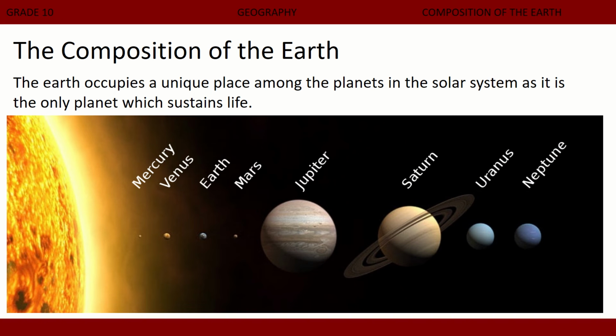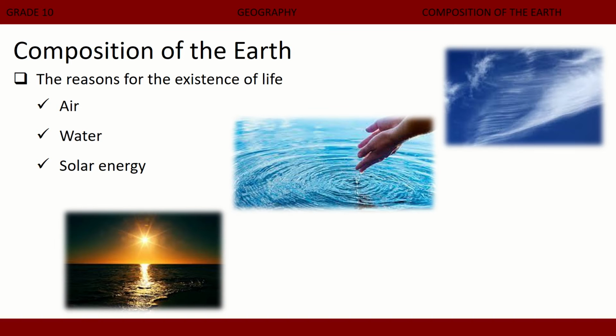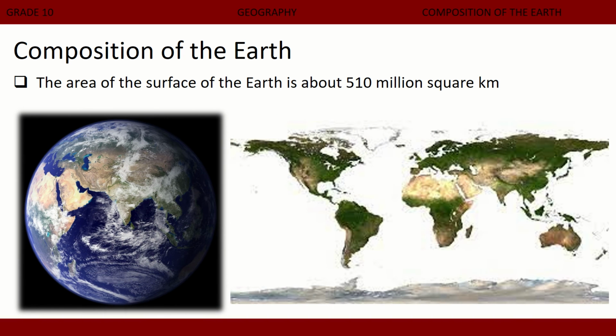The earth occupies a unique place among the planets in the solar system as it is the only planet which sustains life. The reasons for the existence of life on Earth are air, water, and solar energy. The area of the surface of the Earth is about 510 million square kilometers.